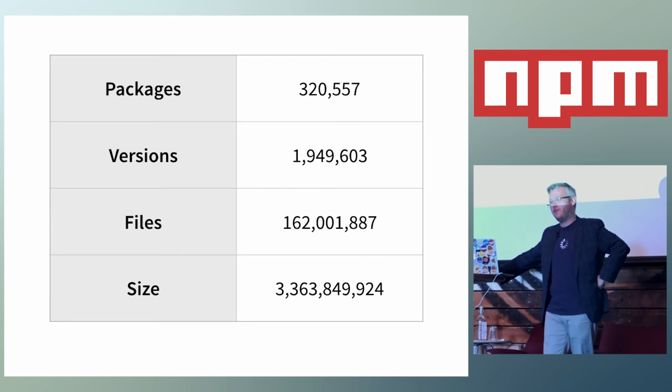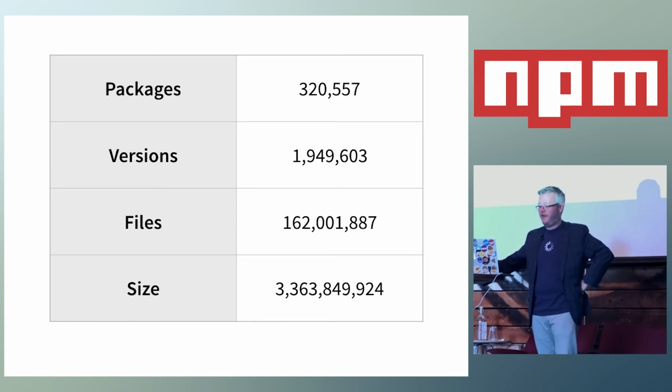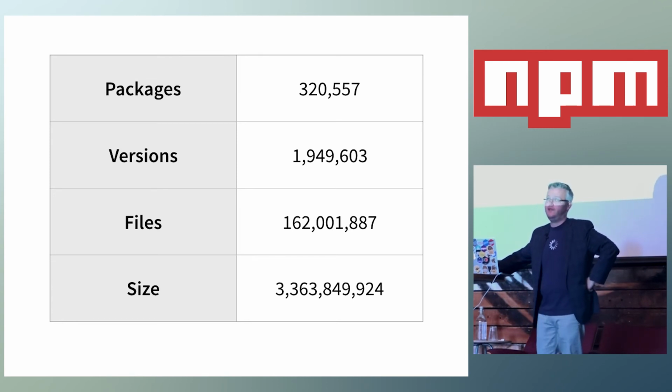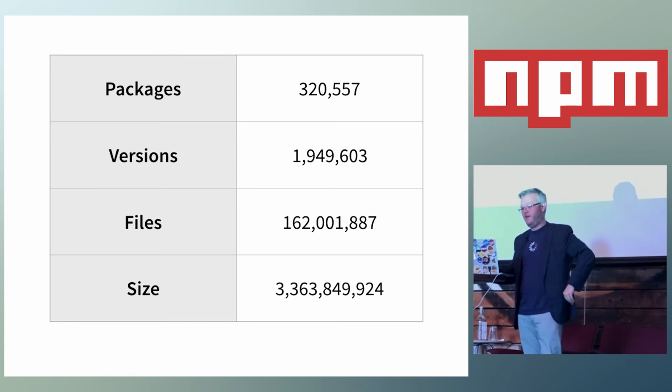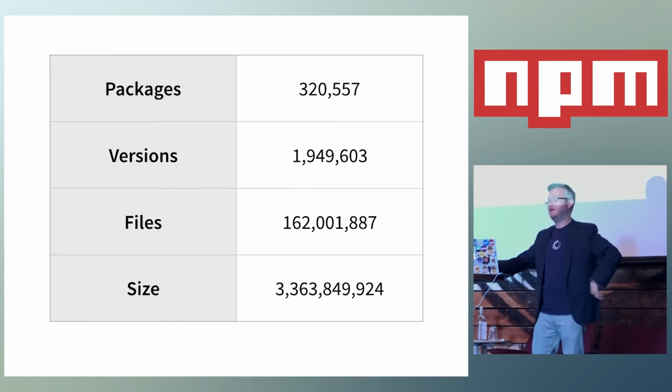Because we've downloaded every single tarball and extracted them all so they could be instantly ready, I get to do a file count here. So that's 162 million files currently in npm. That's a lot. That ends up taking up 3.2 terabytes of data currently.